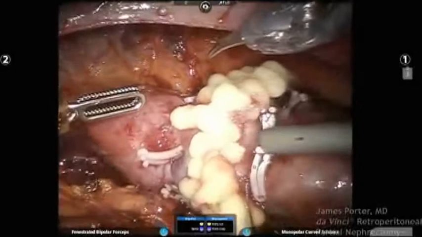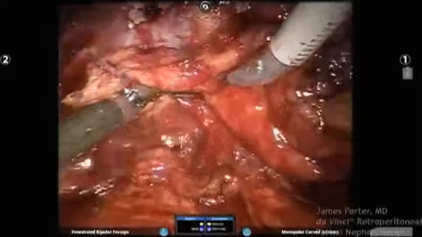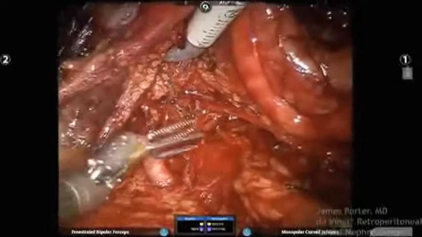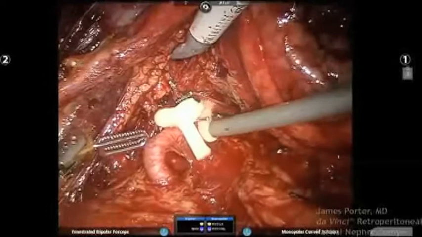Are you using Floseal or Surgiflo, Jim? This is Floseal, I believe. Yeah. Surgiflo and Floseal are, as everybody knows, the same thing. Just granulated gelfoam. So it's a hemostatic matrix rather than a fibrin sealant.